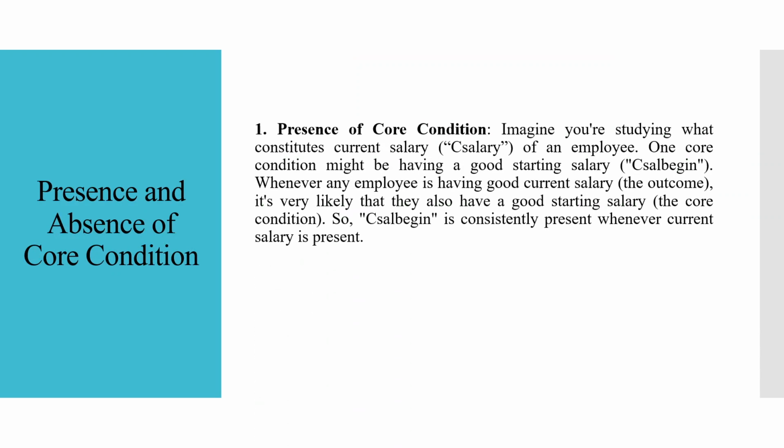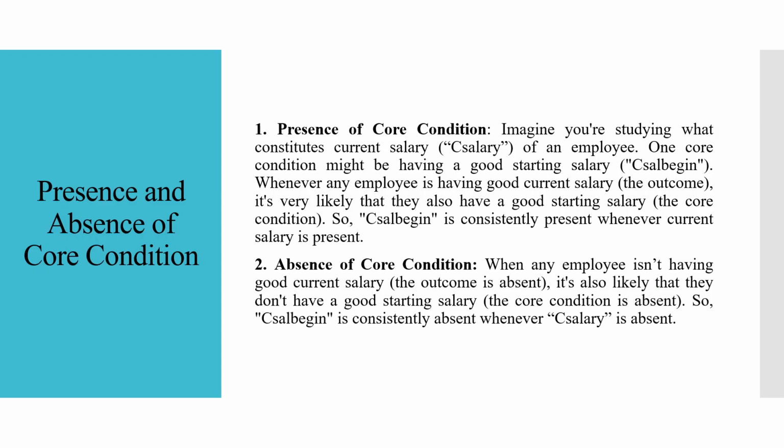Imagine you are studying what constitutes the current salary of an employee. One core condition might be having a good starting salary. So whenever an employee has a good current salary, it is likely that they also have a good starting salary. So C salary begin is consistently present whenever the current salary is present. Absence of core condition: when an employee does not have a good current salary, it is also likely that they don't have a good starting salary. So C salary begin is consistently absent whenever C salary is absent.